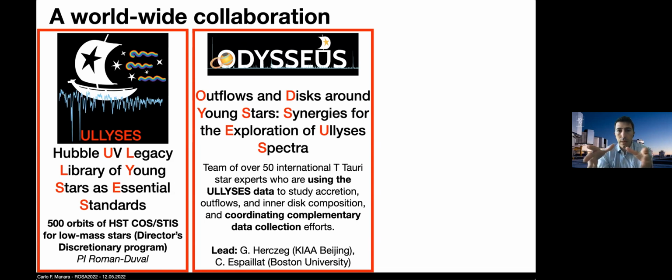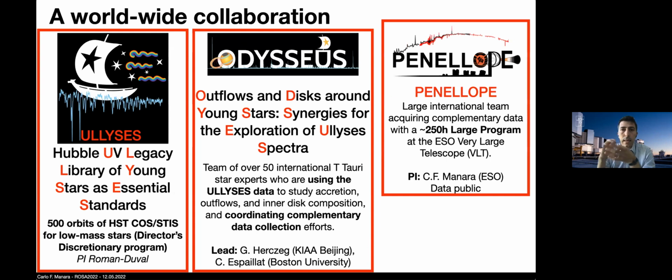So this team called ODYSSEUS now has hundreds of collaborators worldwide. This is really where we coordinate the efforts on the data, as I will show later. At the same time, we obtained time on the Very Large Telescope, the one you see in my background, to carry out a large program on the same targets as the Hubble Space Telescope, simultaneous in time.